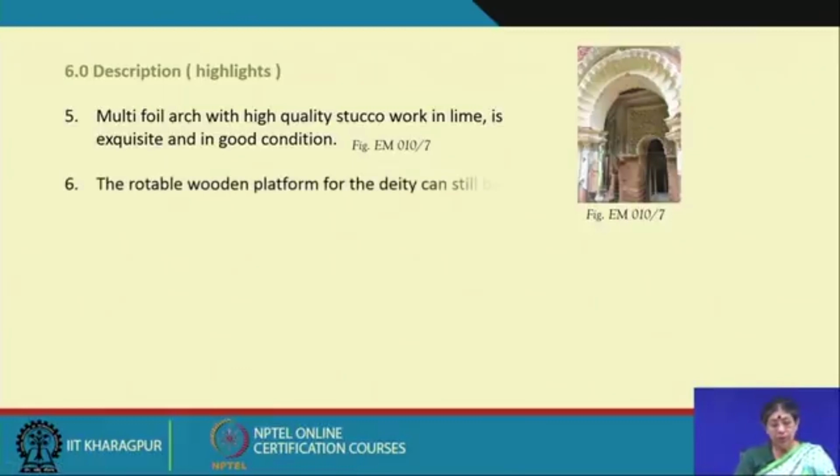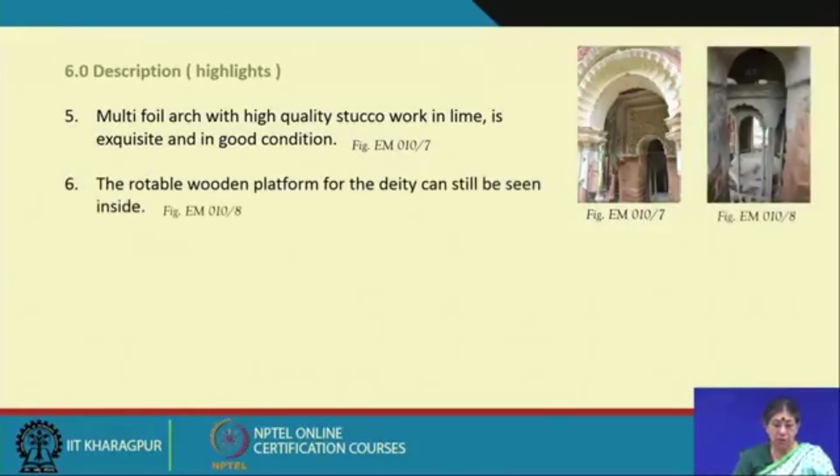The rotatable wooden platform. I just mentioned what the highlights are. The rotatable wooden platform for the deity can still be rotated. Inside the structure there was this rotatable wooden platform which has a sort of mechanism, and it still can be rotated, so that when the deity, Radha and Krishna, is there, it rotates and can be viewed from all the sides. That is a very unique feature, and it is there even now. It is quite functioning, so it can be revived.